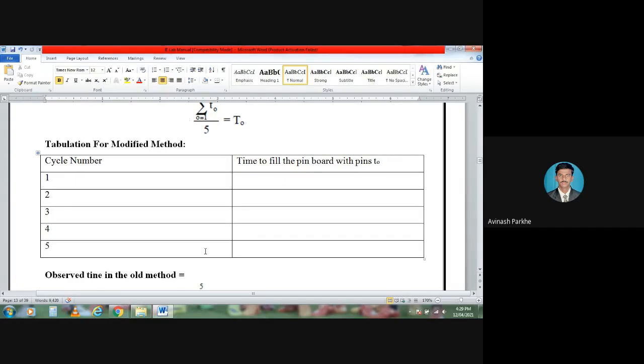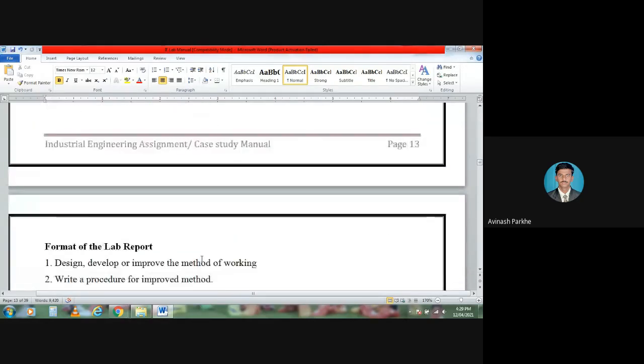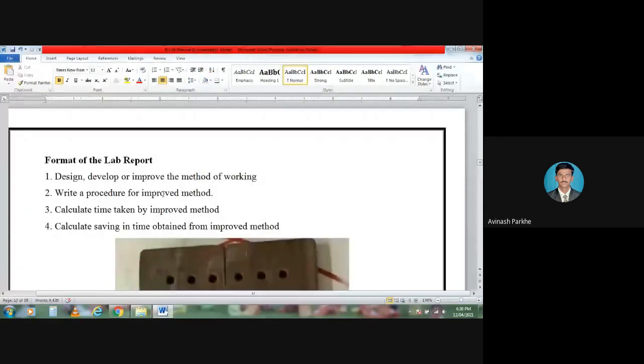And it has been observed that after modifying the experimental setup, and after utilizing both my hands to complete the task, the amount of time required to complete the same task is less as compared to the old method. So this is your final conclusion. And at the end, you have to prepare the report.